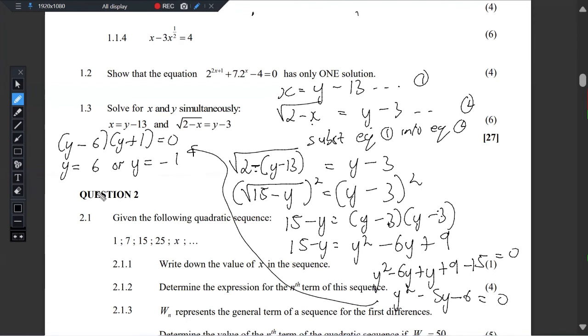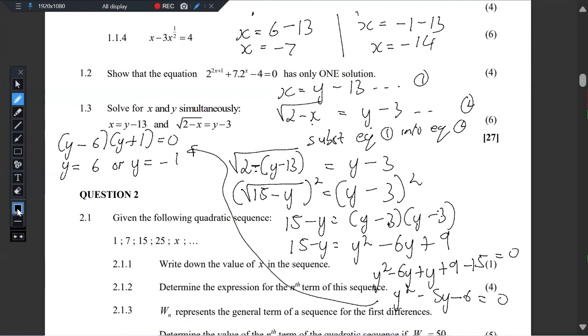Okay, so now that I found my y values, I can use my y values to find the x values. Then this is x is equals to 6 minus 13, and 6 minus 13 is negative 7. Or, again, if my y is negative 1, x is equals to -1 minus 13, so my x is equals to -14. I'm simply using equation 1 to substitute my y values so that I get the x values. Then voila, I have 2 y values and 2 x values. That's correct.